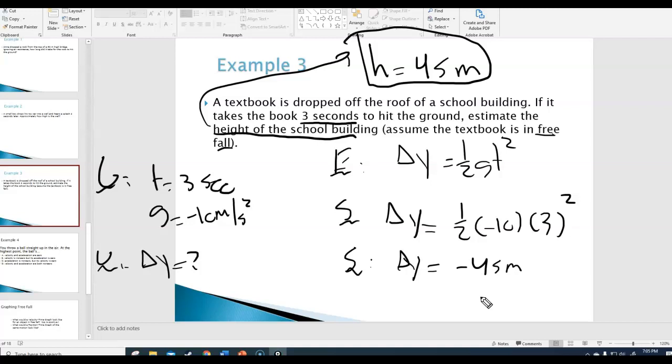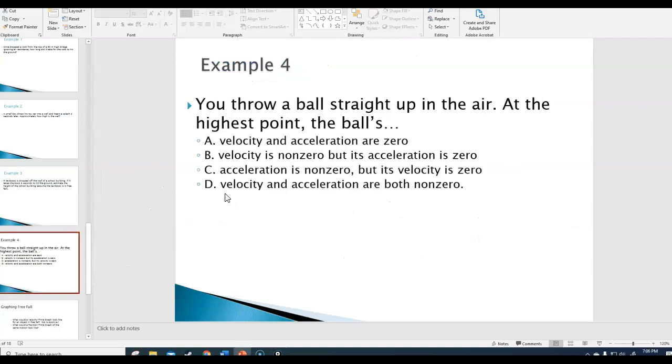Okay, so pause there if you need to look at that some more. And then just one more quick concept example. You throw a ball straight up into the air. At the highest point, see if you can answer this question.